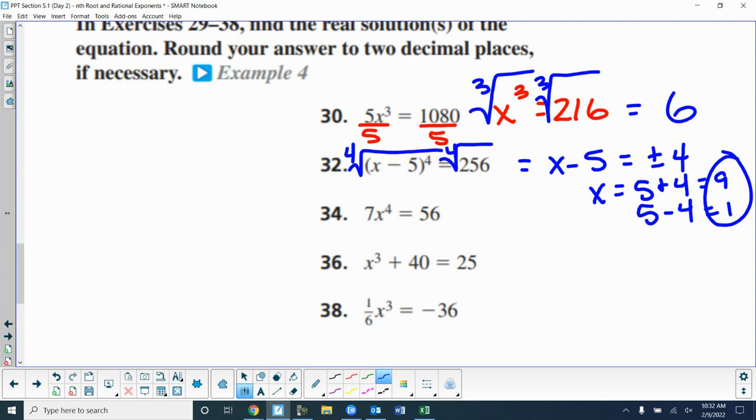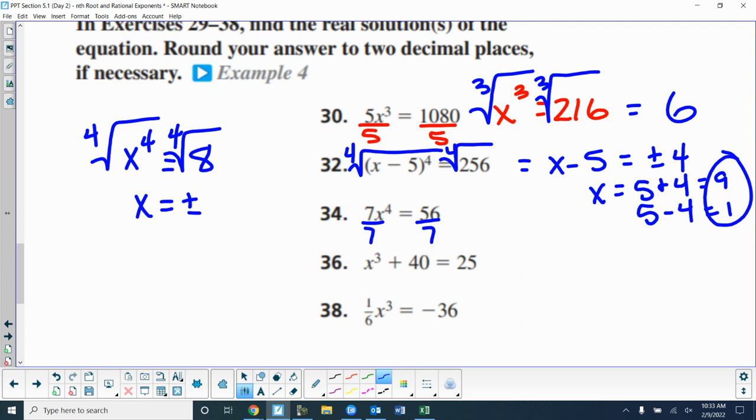Number 34, what are we going to do first? Divide by 7. Good. So this is x to the 4th. What's that? 8? And then we take the 4th root of 8, which is a decimal, right? But it's plus or minus because it's an even exponent or even root, right? So what'd that come out to? What number is that? 34? Yep, 1.68. Thank you. These making sense? Yeah, they got it better.